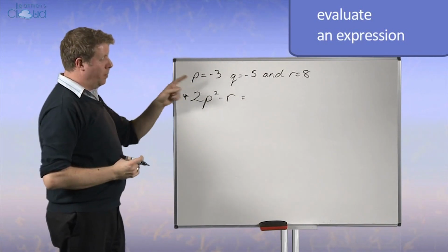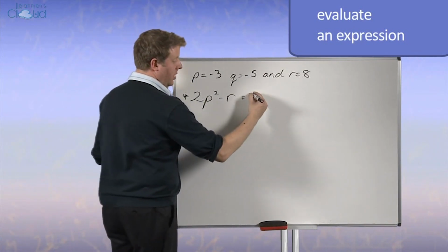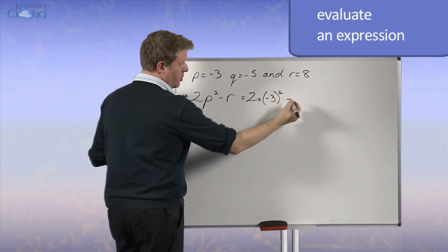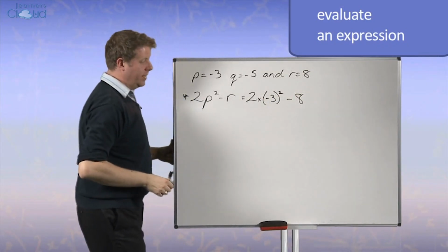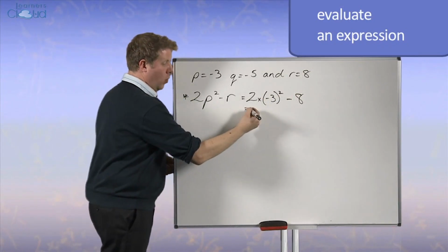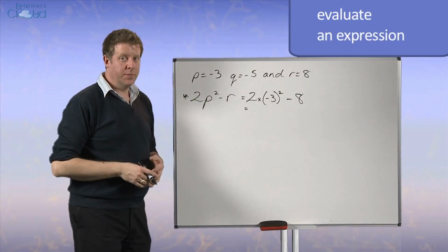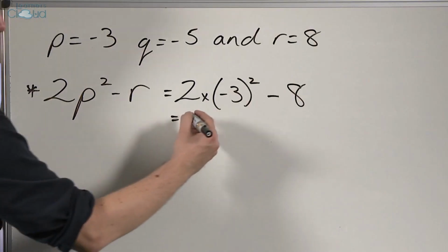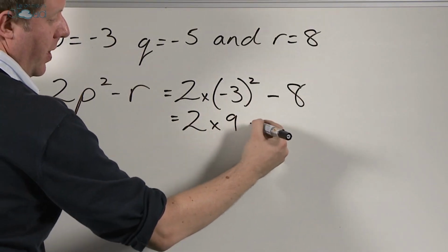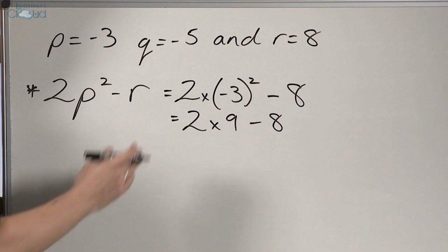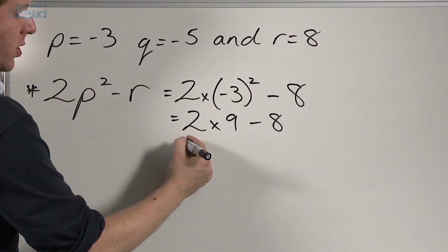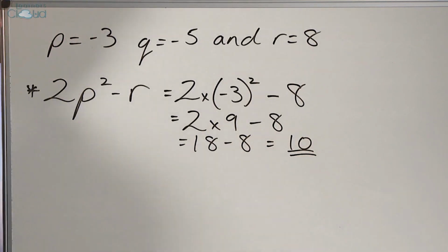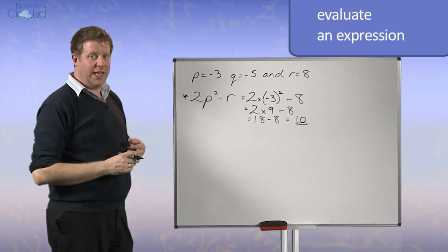So substituting in, well, p is minus 3, so that's going to be 2 lots of minus 3 squared, subtract our r value, which is 8. So what happens when we square a negative number? We get a positive answer. So minus 3 squared is 9. So this is going to become 2 multiplied by 9, subtract 8. Remember, we multiply before we subtract. So that's going to become 18 subtract 8, giving us a final answer for that expression of 10.